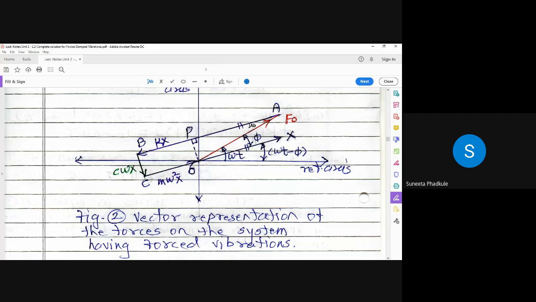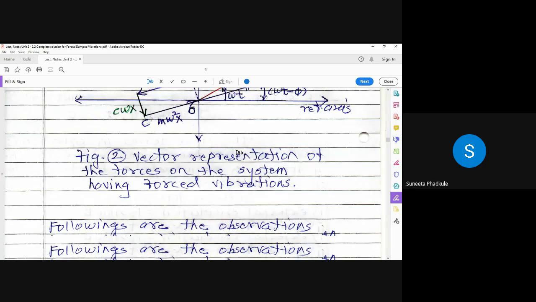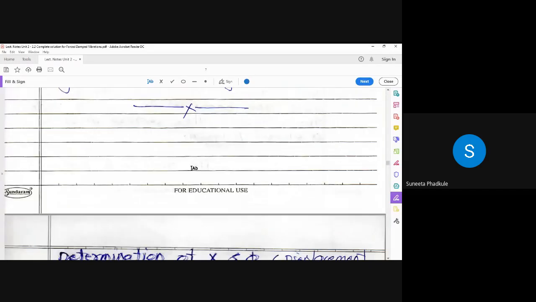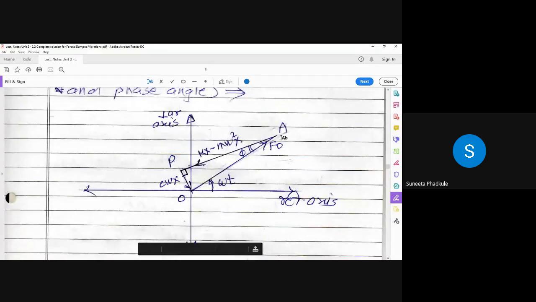Now, the same diagram I have drawn here. Look here. This is the same diagram. OAP. So this angle is phi. This is external force vector. This is spring force minus inertia force, that is kx minus m omega square x. And this is damping force c omega x. So all four forces have come. 1, 2, 3 are represented by AP and this is the fourth force.